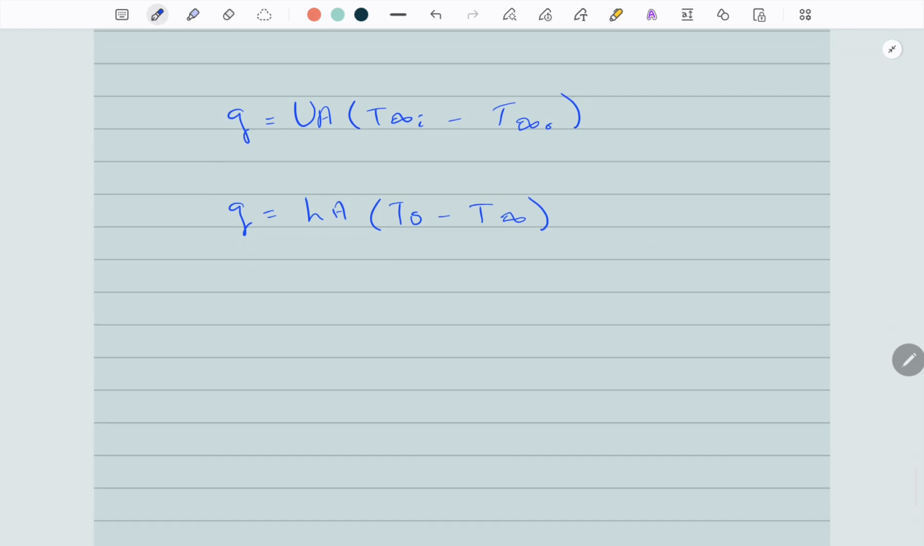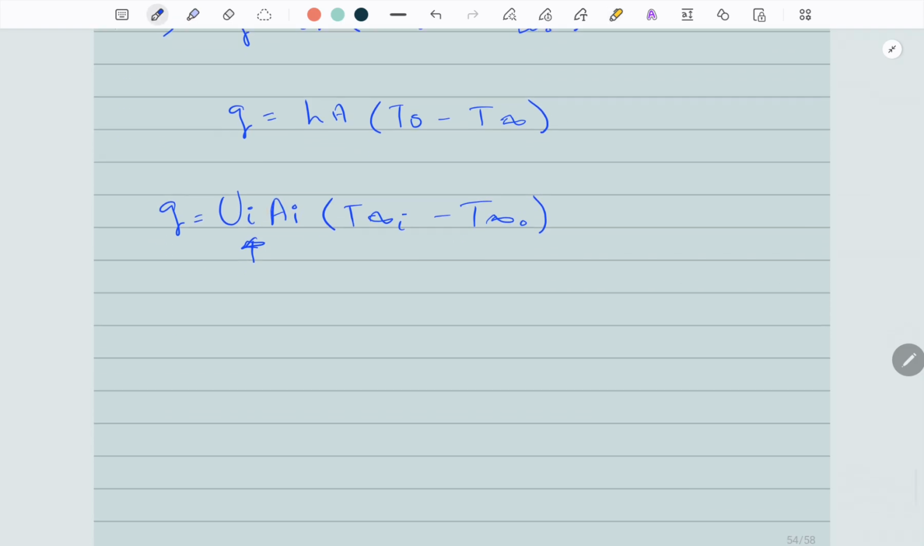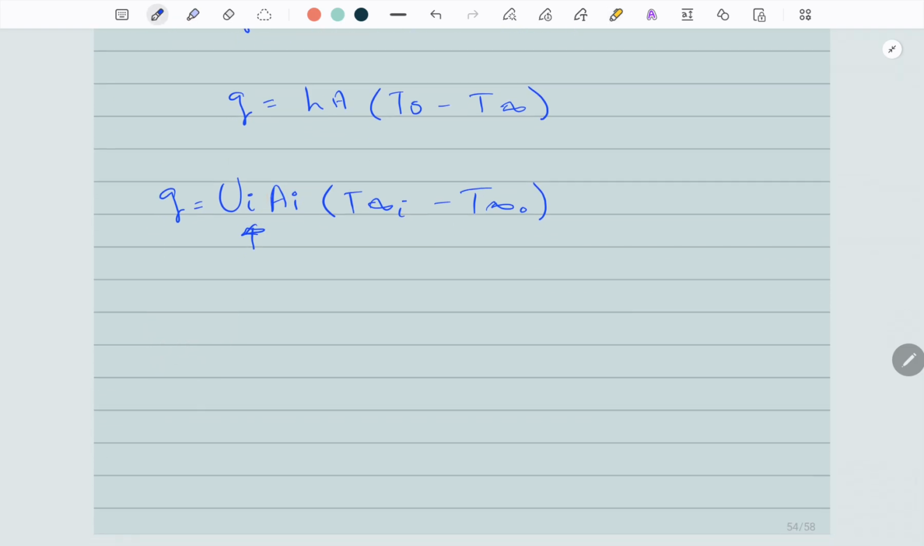Oh, and one more thing. The heat transfer can be found using both the inner UA product, the inner diameters here, such as the inner overall heat transfer coefficient and the inner area, or it can also be found by using the outer parameters of the UA product, okay? So both methods are right.